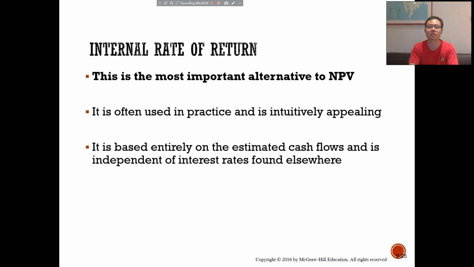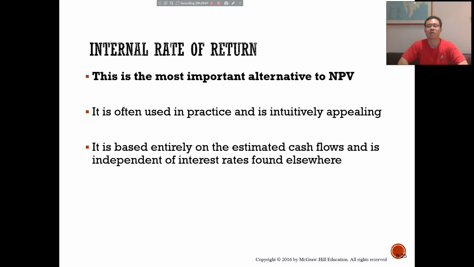So this is the most important alternative of NPV. It's often used in practice and is intuitively appealing. And it's based entirely on the estimated cash flows and is independent of interest rates found elsewhere. In the calculation of NPV, discounted payback period, and also the AAR, you all need to find an interest rate of the other projects on the market with a similar risk level.